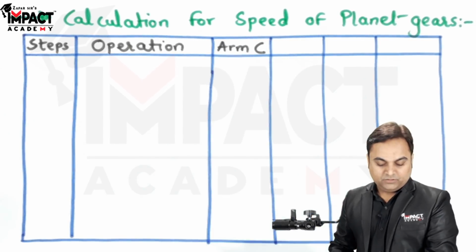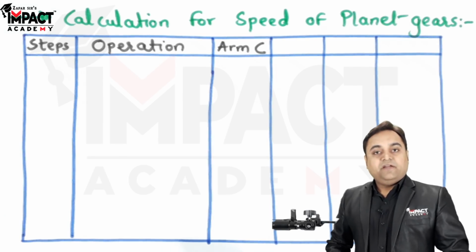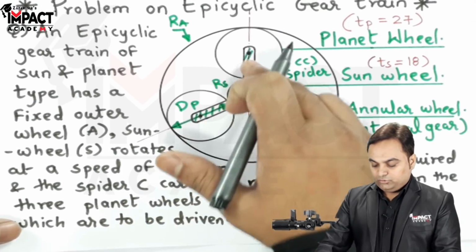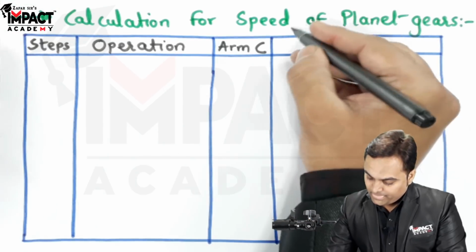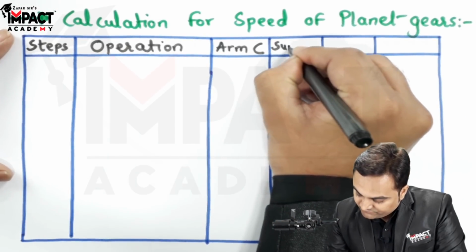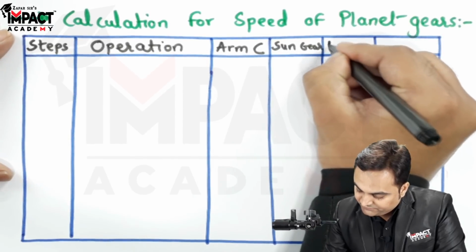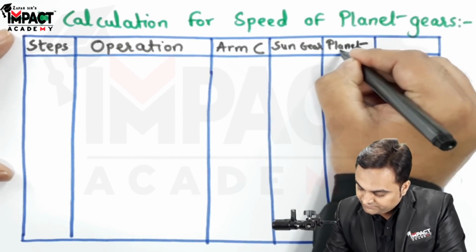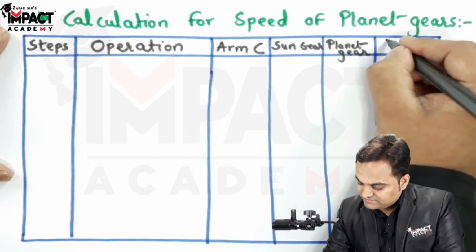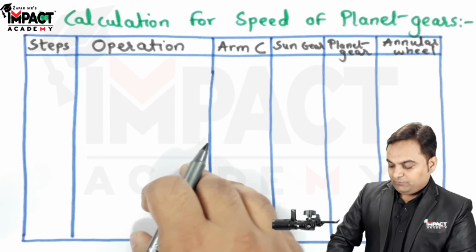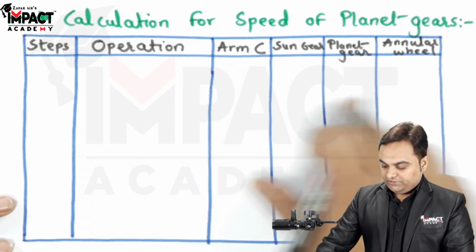After that, the sun wheel is driving the planet gears. So motion would be given to the sun wheel and then to the planet wheels. Next we have sun gear. Then we have planet gear. At last, the annular wheel. So I'm going to write their revolutions over here.